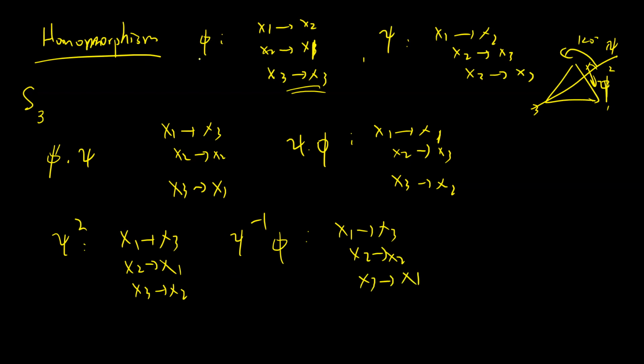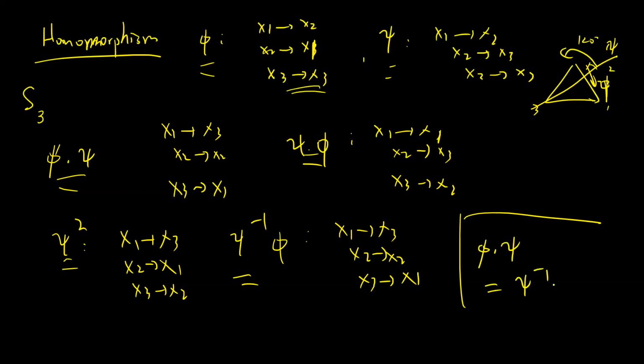Okay, so the collection of all these 6 will form a group. The operation formula is that phi times psi will be psi inverse times phi. So this is a non-abelian group. Okay, so just a notation. With this notation, we can talk about some examples.